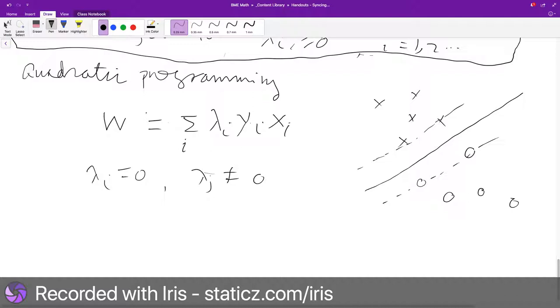So when you do the solution, your weight vector depends on the data. It turns out most of the data does not depend on it at all. Only the ones where lambda is not equal to zero are actually accounted for. These correspond to the support vectors. Let's call them support vectors. The data that is far away doesn't contribute anything.